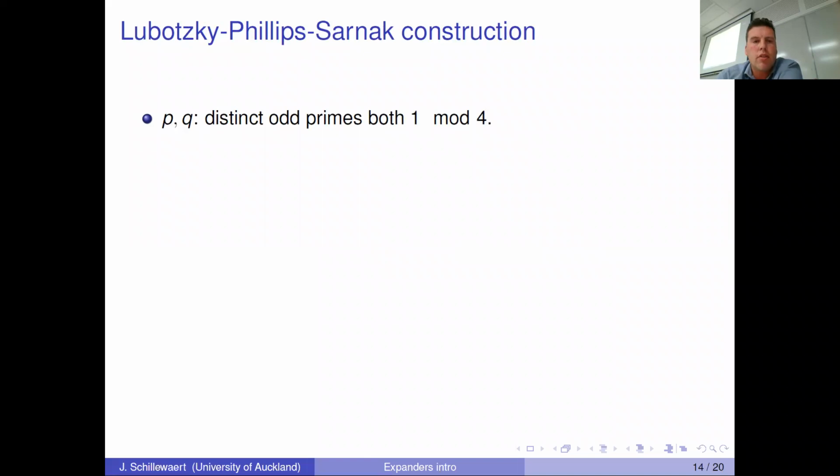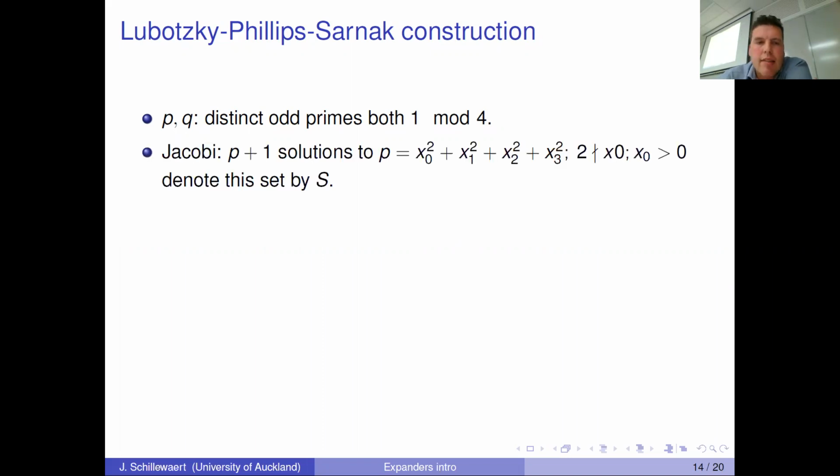So here goes the hands-on Lubotsky-Phillips-Sarnak construction. Take two distinct odd primes, both 1 modulo 4. Why? We'll see in a minute. It's a classical result by Jacobi that if you have a prime which is the sum of 4 squares, you can do that in p+1 ways. You might have seen it's 8 times p+1 ways, but because of these extra restrictions that I put there, this is going to reduce it to p+1 ways.